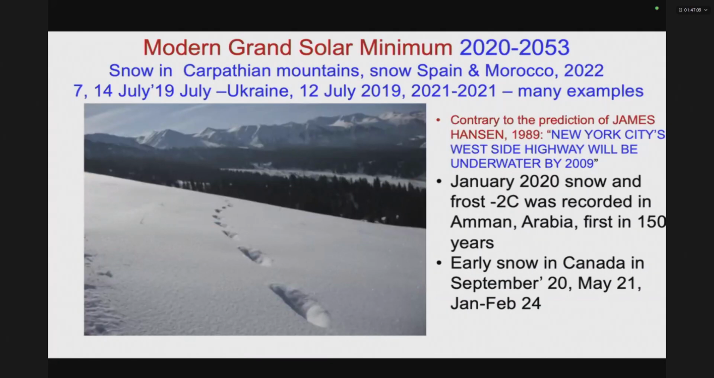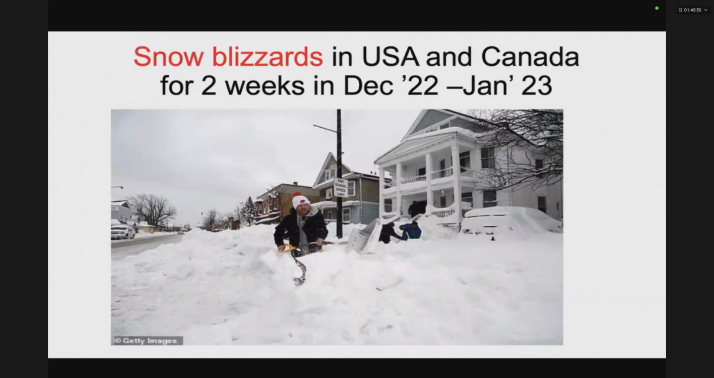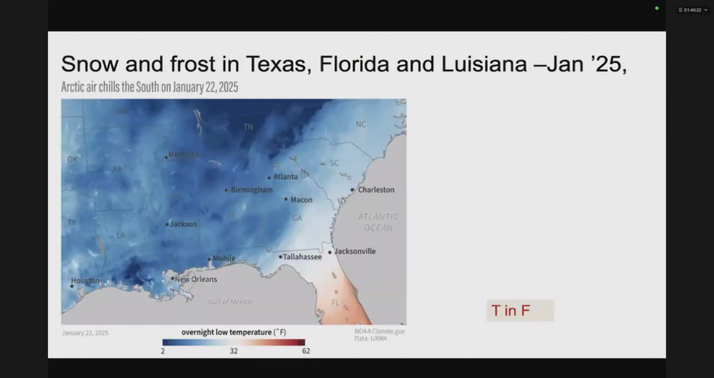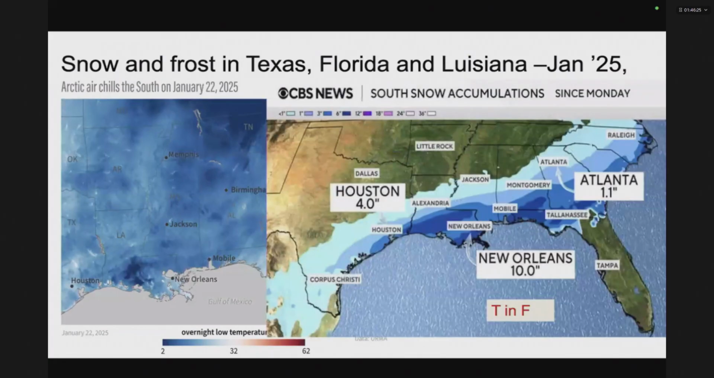We had early snow in Canada in September 2021, and snow in January and February 2024, and endless snow in January and March 2025, if you know what Canada means. There was summer snow in the south of Australia, South Africa, and blizzards in the US and Canada. This was the picture in 2022, 2023, but this is Australian snow in late May, which in November is like our late May, so they never had snow in late May, but they had. And this is recent: this January, we had snow and frost in Texas, Florida, and Louisiana. And this is the temperature, minus 11. The whole Gulf area was affected by strong snow and frost.